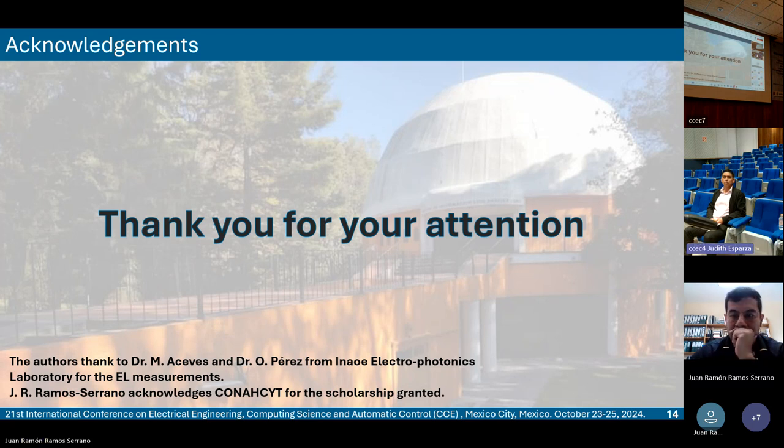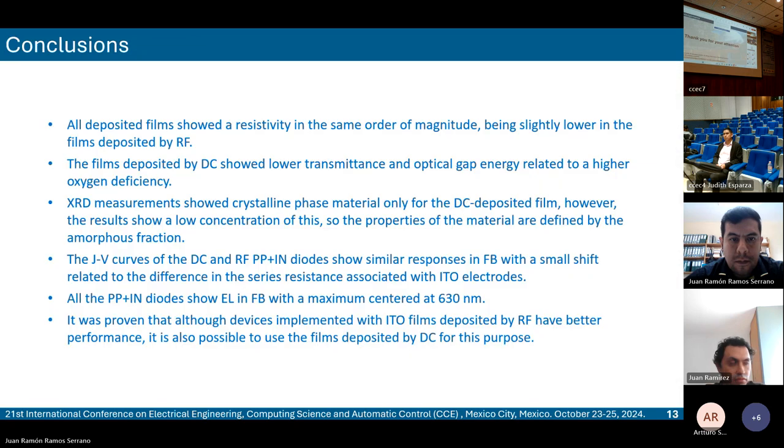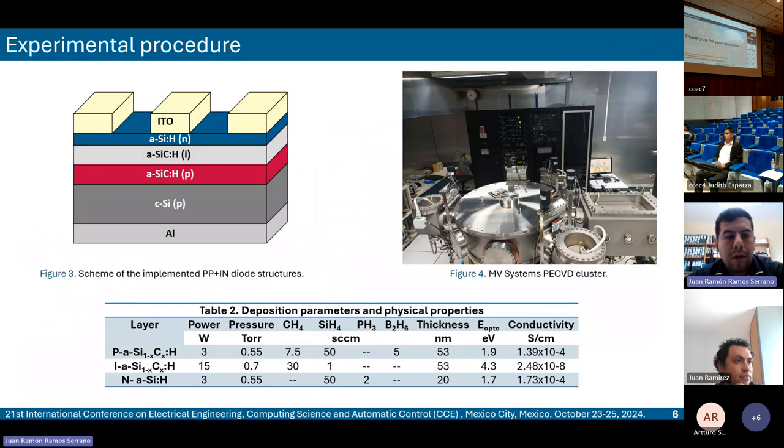Two questions. One is how about amorphous silicon carbide? You say about p-type. What is a dopant, and how did you dope it? For the p layer, we use diborane during the deposition. And for the n layer, we use phosphine as dopant. Okay, just PECVD deposition. Yes. Okay. Next question.